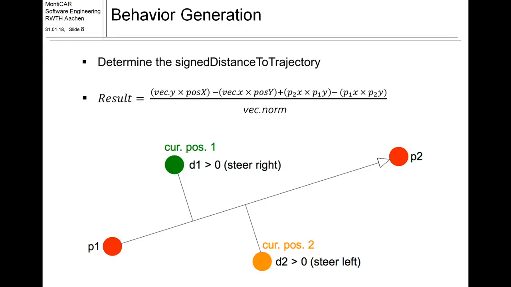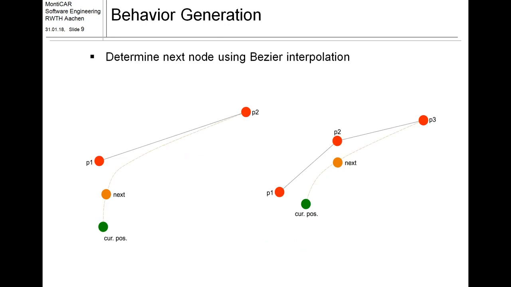Once the path is trimmed, we want to calculate the motion commands for our way to the point. First, we have to determine the signed distance to trajectory, which is done by the shown formula. Now that we know on which side of the route we are, we use Bezier interpolation to calculate our way there. Here we distinguish between 2 options. Either there is 1 point left or there are more points. If there are more points, the algorithm will shorten the route.